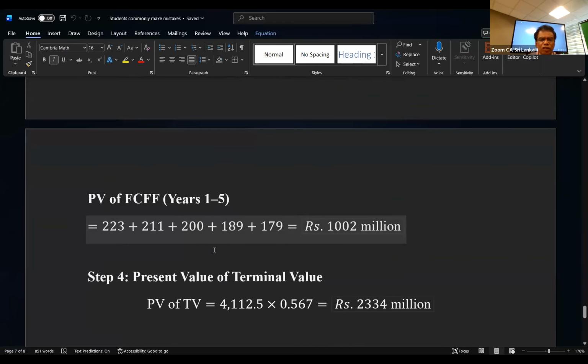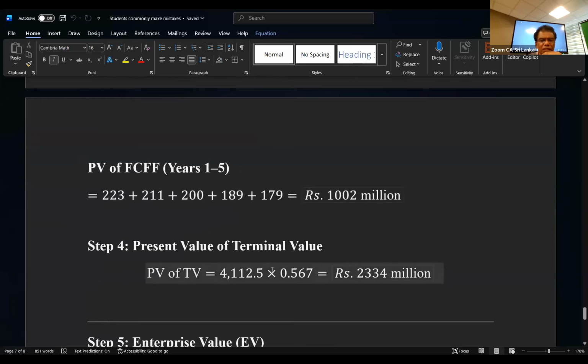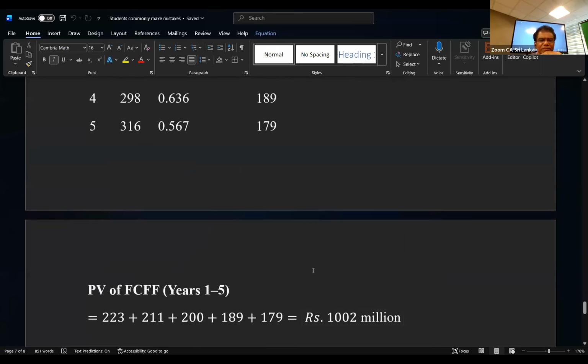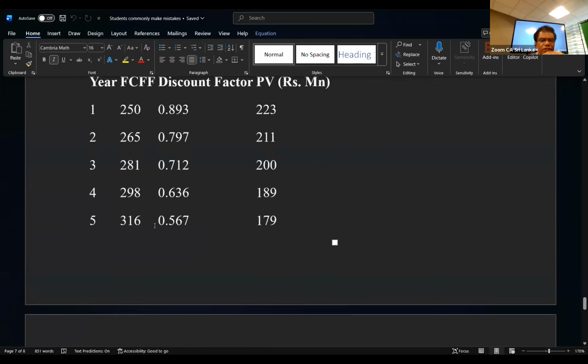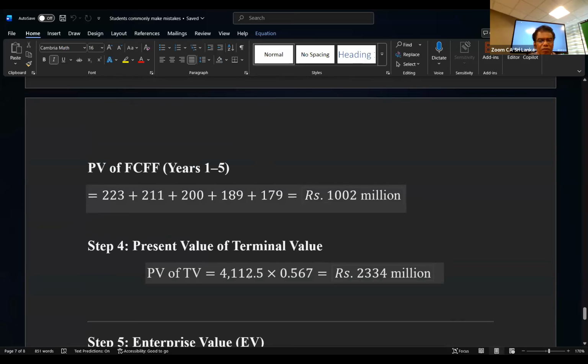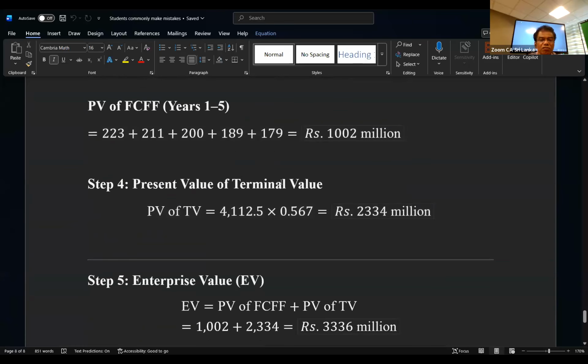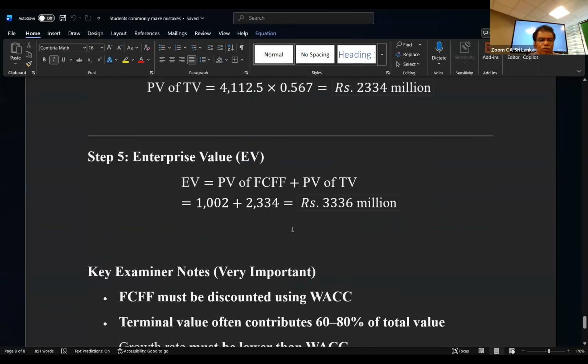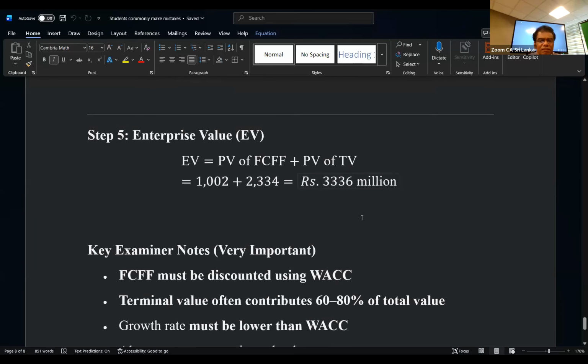So this is the cumulative present value of the first 5 years. Then the present value of the terminal value uses the fifth year discount factor, 0.567, which you have to apply here. So then you do 316 plus 4,113, and you discount using the same fifth year discount factor. Then you get the enterprise value of 3,336 million.